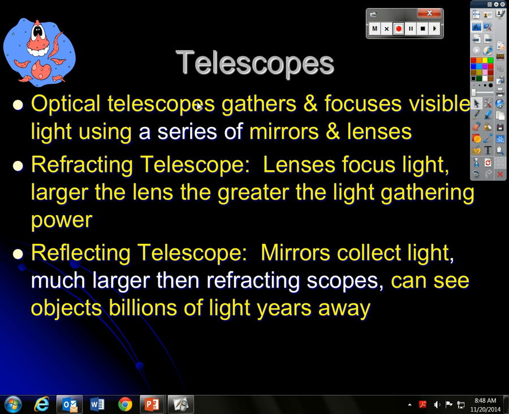Okay, going back, a refracting telescope uses lenses. Think of eyeglasses. The larger the lens, the greater the light gathering power, so you're able to see farther with a larger lens. A reflecting telescope is like a mirror. It literally uses mirrors to collect light, and reflecting telescopes can see objects billions of light years away.